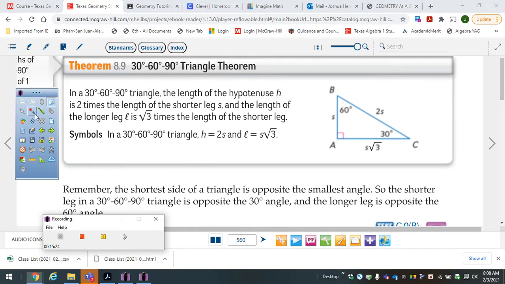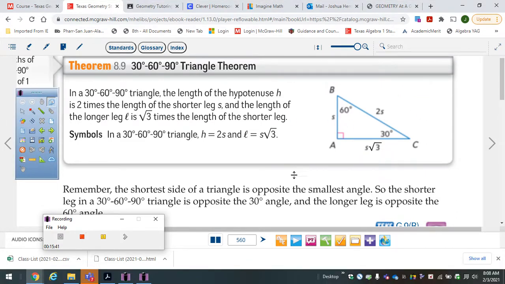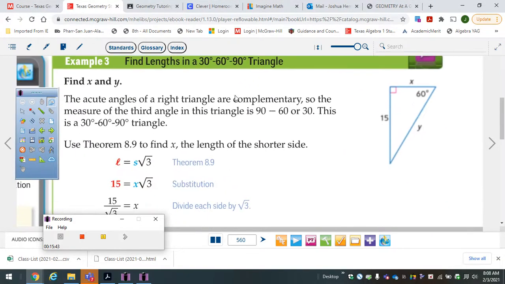All right, I'll make up a number real quick. Say s is equal to 4. So then this one here is 2 times 4, also known as h. This one over here would be what? 4 times the square root of 3. And there's your length. Let's move on over here. Okay, so we're going to find length in a 30, 60, 90 right triangle.